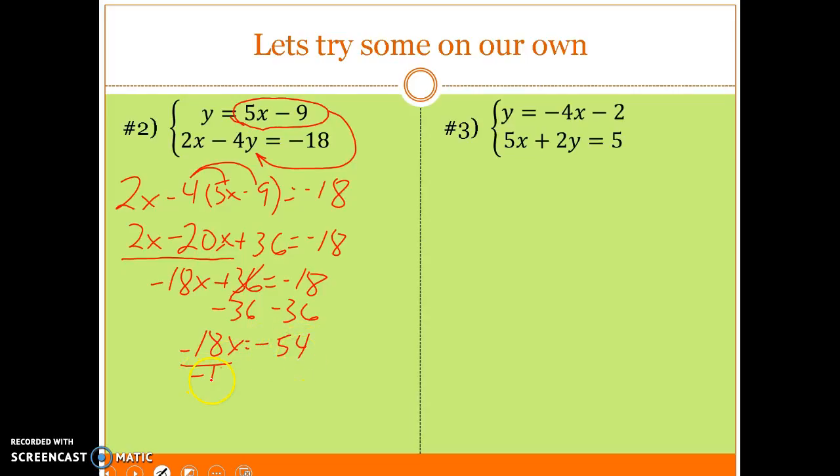Then if I divide everything by negative 18, I will get that x is positive 3, because a negative divided by negative is a positive. Well, there's my x value. Then I need to figure out what my y value is.